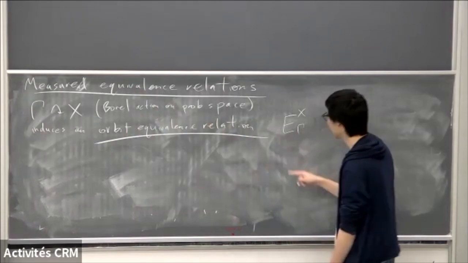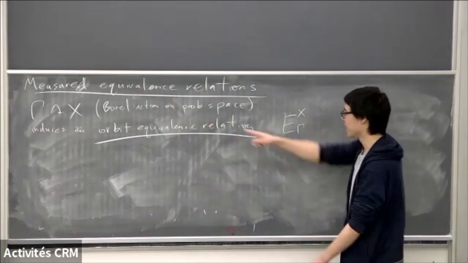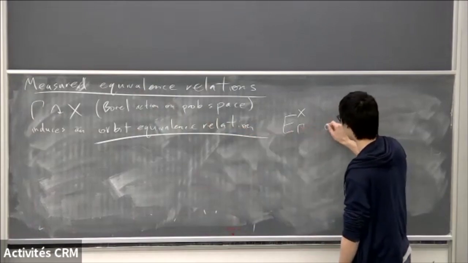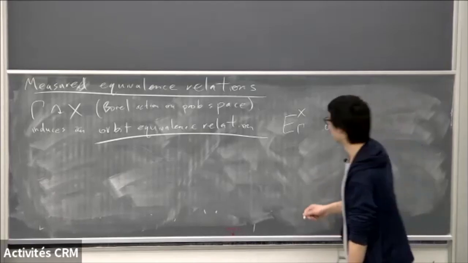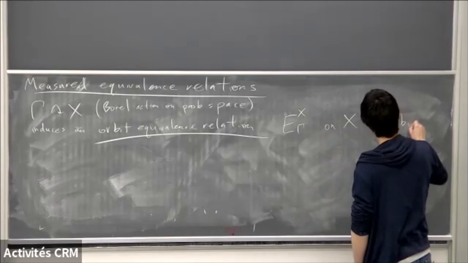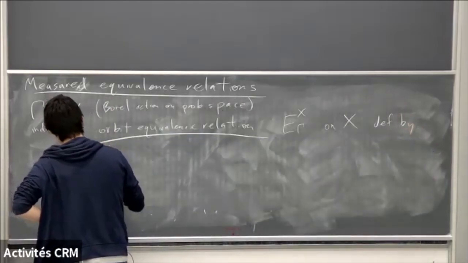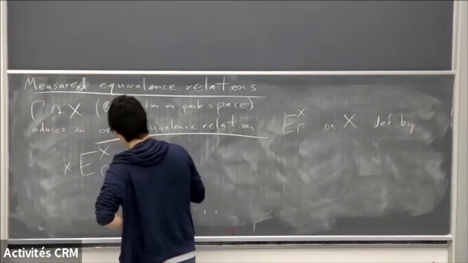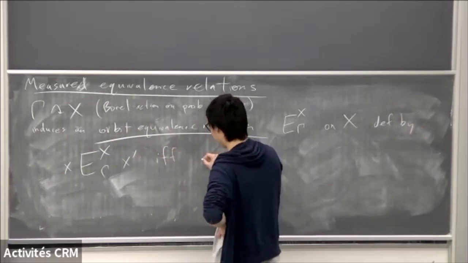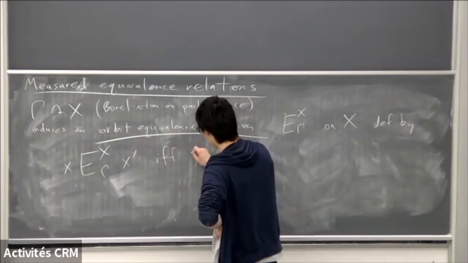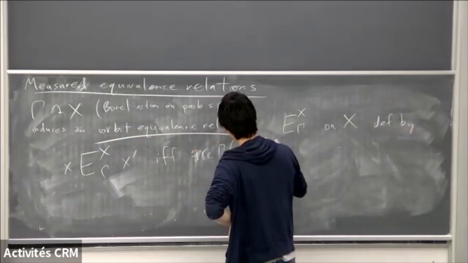So it's missing some information because it doesn't have the action in it, but that's okay. Forgive me. And this is an orbit equivalence relation. This is an equivalence relation on X, where two things are equivalent if they're in the same orbit. So it's defined by: X is related to X prime if and only if there exists an element gamma of the group such that gamma of X is X prime.